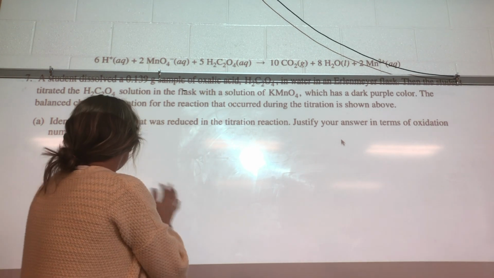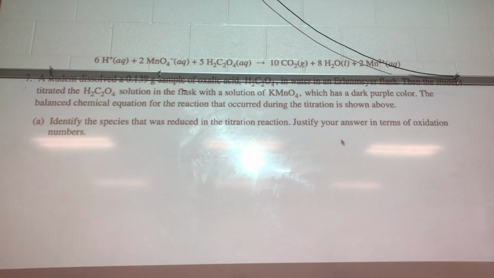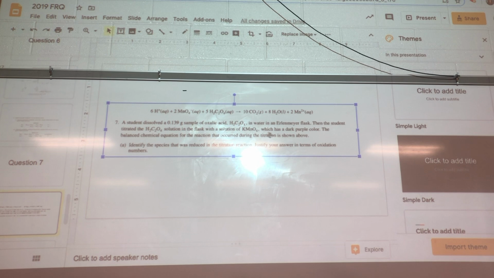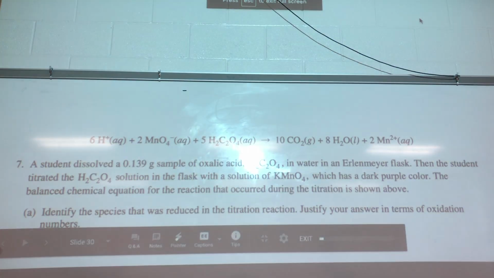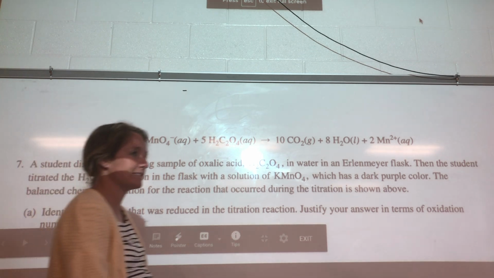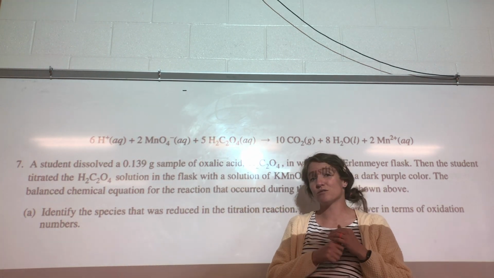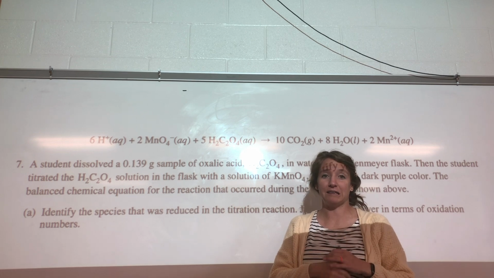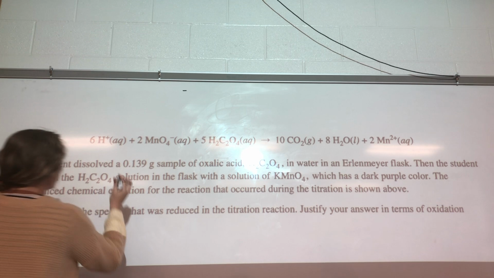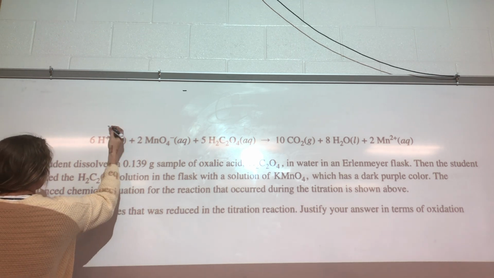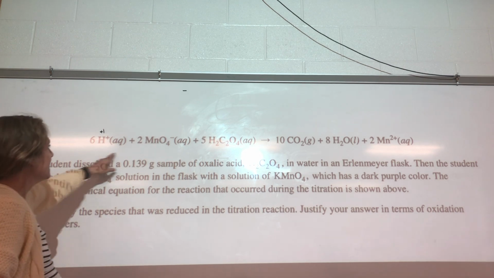Okay, so part A is we want to identify the species that was reduced in the titration, and then justify in terms of oxidation numbers. For this one, you need to know how to find oxidation numbers. Once again, with the format of the test changing, you don't have to have the rules memorized. So maybe oxidation rules might be another one that you want to put on that little help sheet outside of your formula sheet. Okay, but here we go. So oxidation numbers, if it's a single atom or ion, it is just the charge.